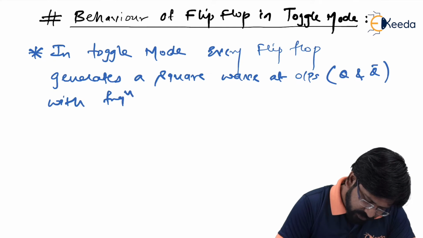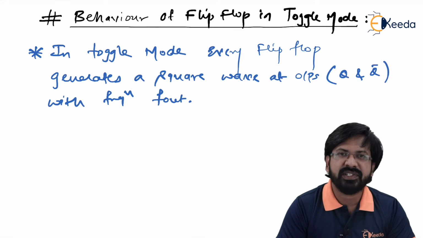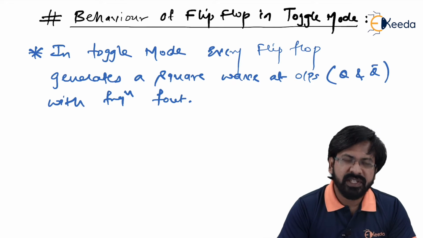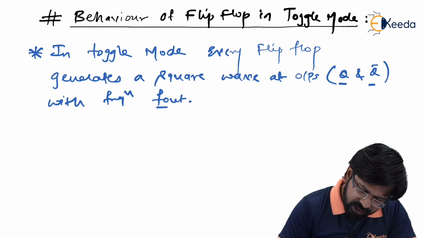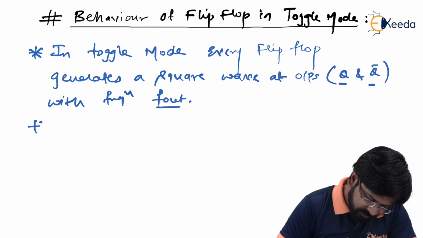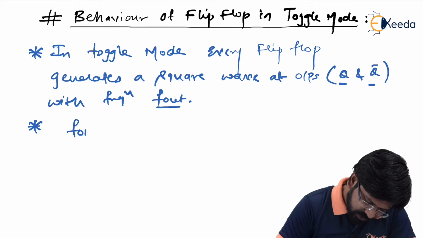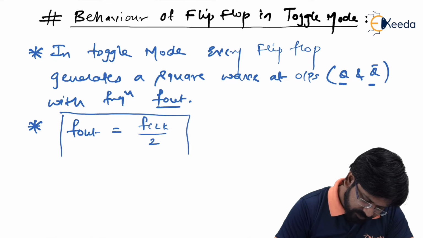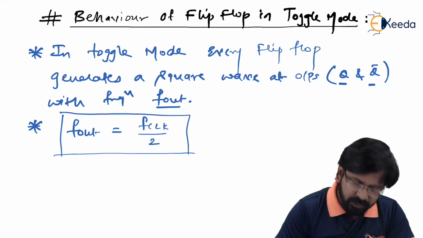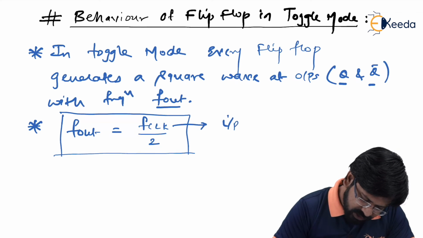with frequency, let's say F out. That is the output frequency, right? Every square wave has some frequency. So let us assume the square wave generated at Q and Q bar has frequency F out. The second point is that F out is always clock frequency divided by 2, always. So this is the relation between output frequency and input clock frequency.